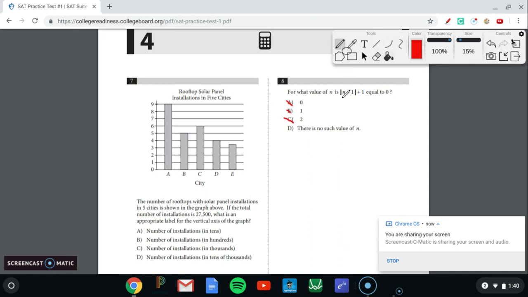Now, it's true that you might not know that there's no value of n because we only plugged in 3 choices, but one of these 4 choices is true. And if it's not A, and it's not B, and it's not C, then it's D. There's no such value of n.